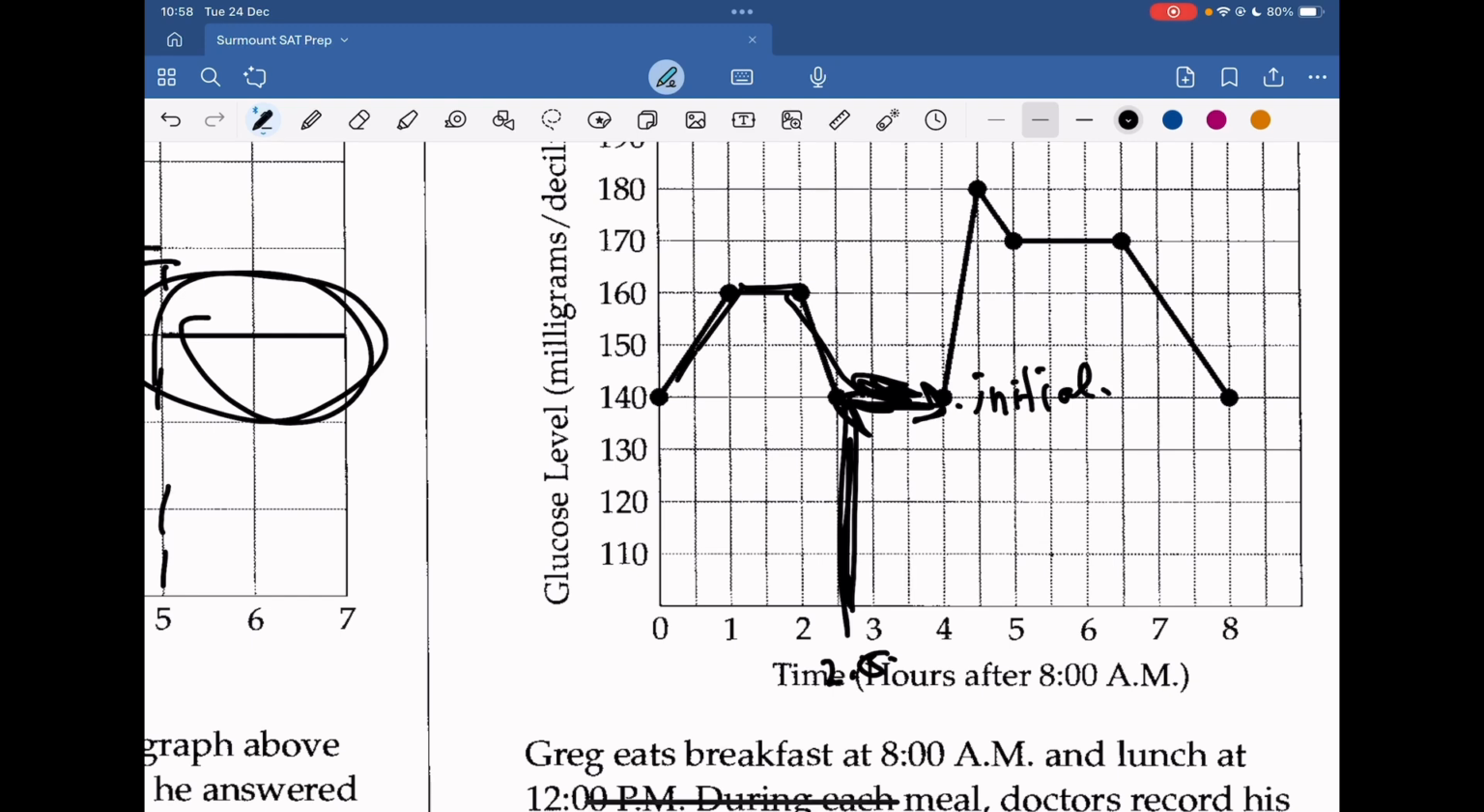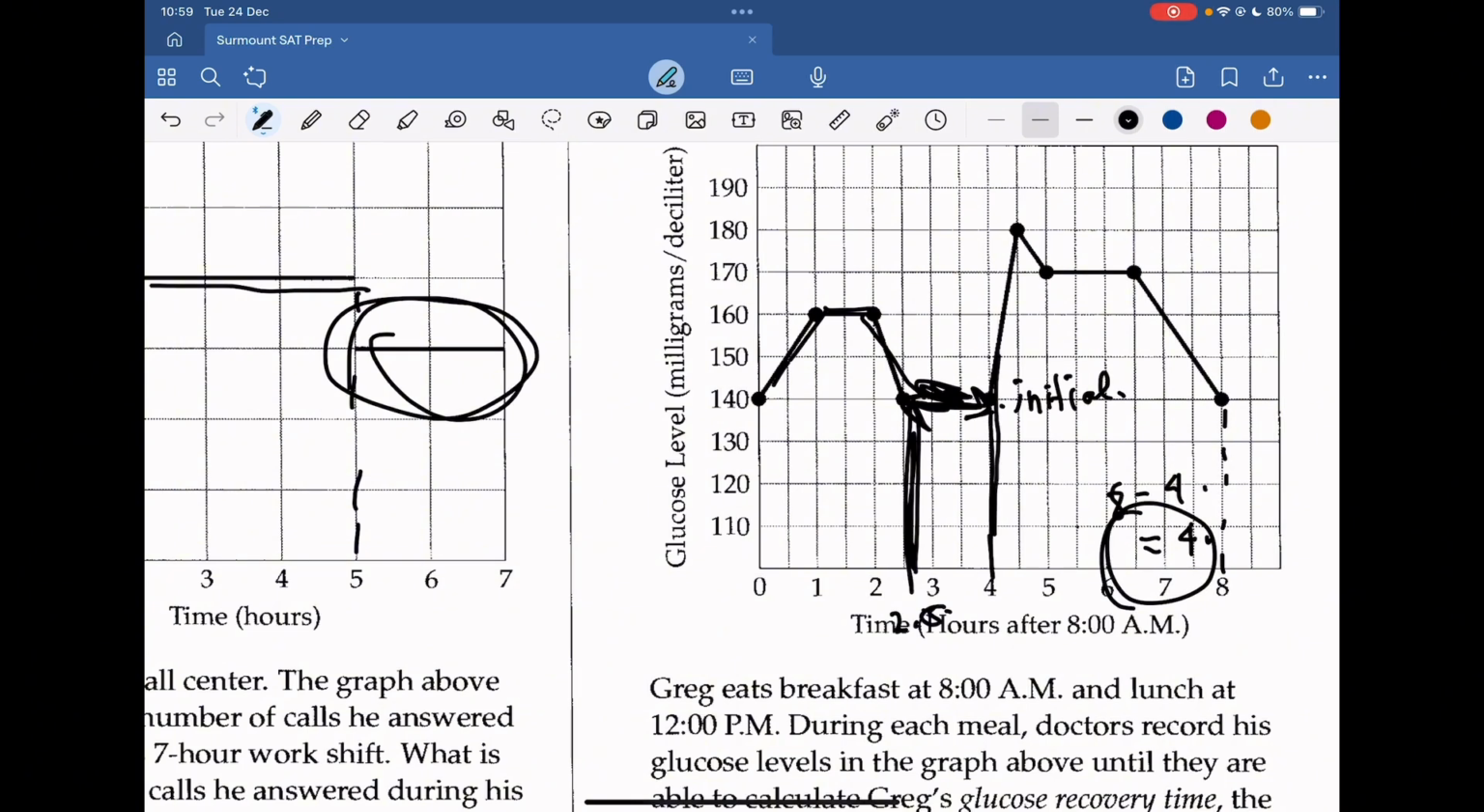And after dinner, which should be around here, it returns to the initial value by 8 minus 4, right? So here and here. So 8 minus 4 is 4. So it takes 4 hours to return to the initial value after dinner. Because dinner starts here, where the initial value is, and it ends at the initial value again, which is at 8 hours after 8 a.m.